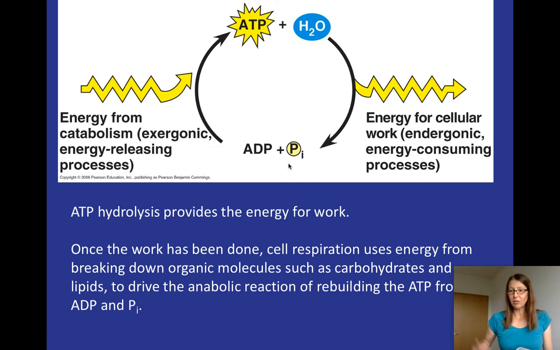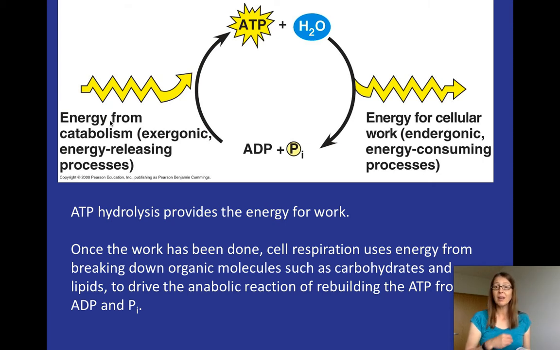You want to continually transport things across membranes. You want to be able to move. You want to be able to, whatever is necessary, fire those neurons, right? And so we've got to take all that ADP and P that's left over from doing work and rebuild it to ATP. That takes energy. The energy that you have to put into the ADP and P to make the ATP is energy from catabolism, from breaking down the food that you eat.